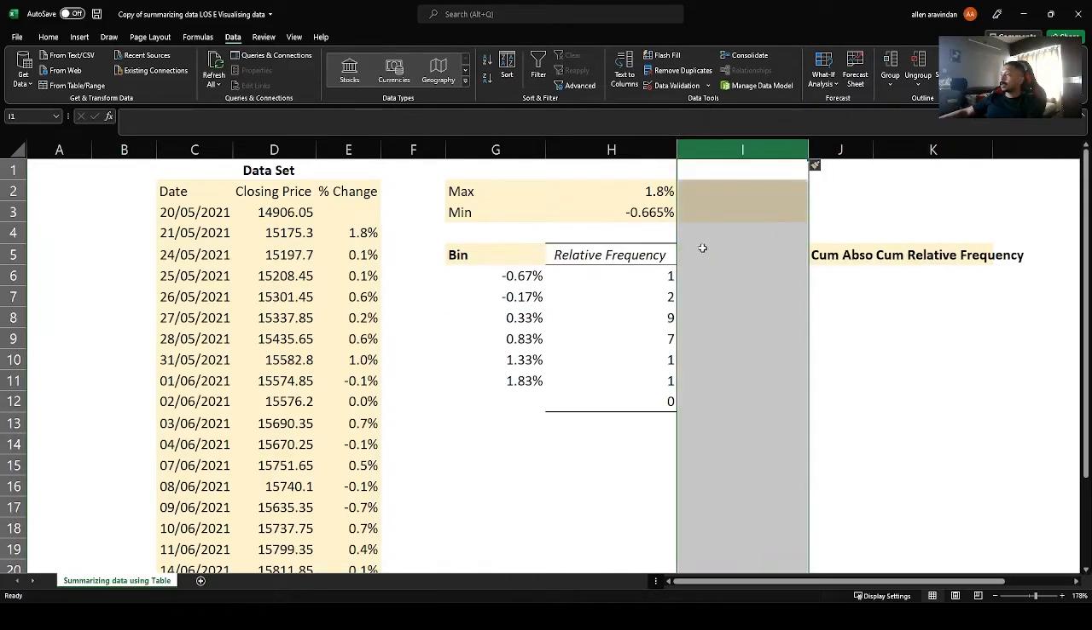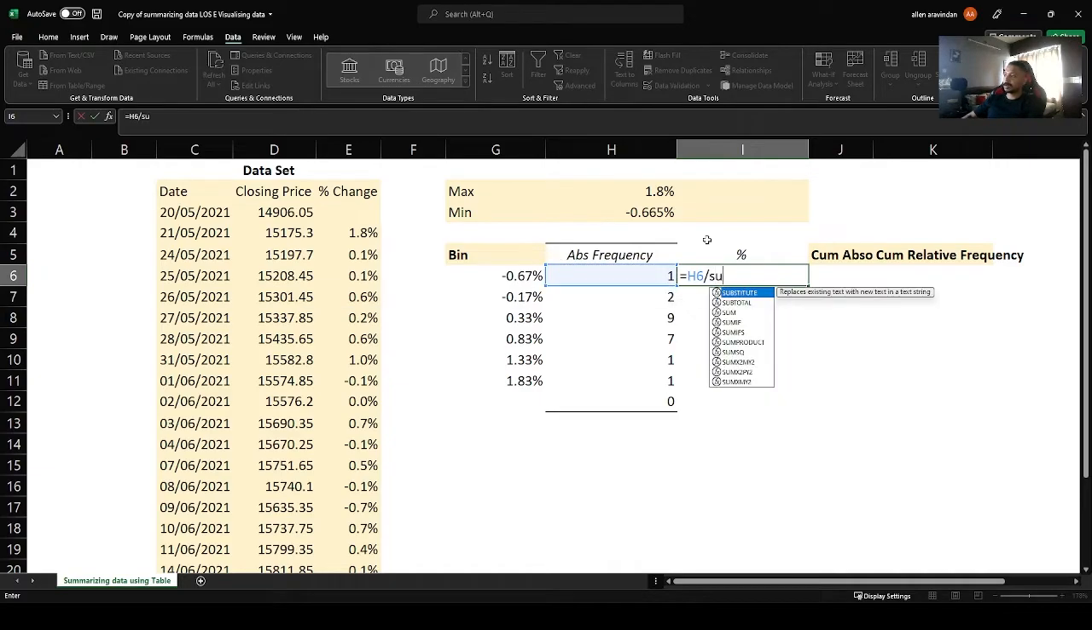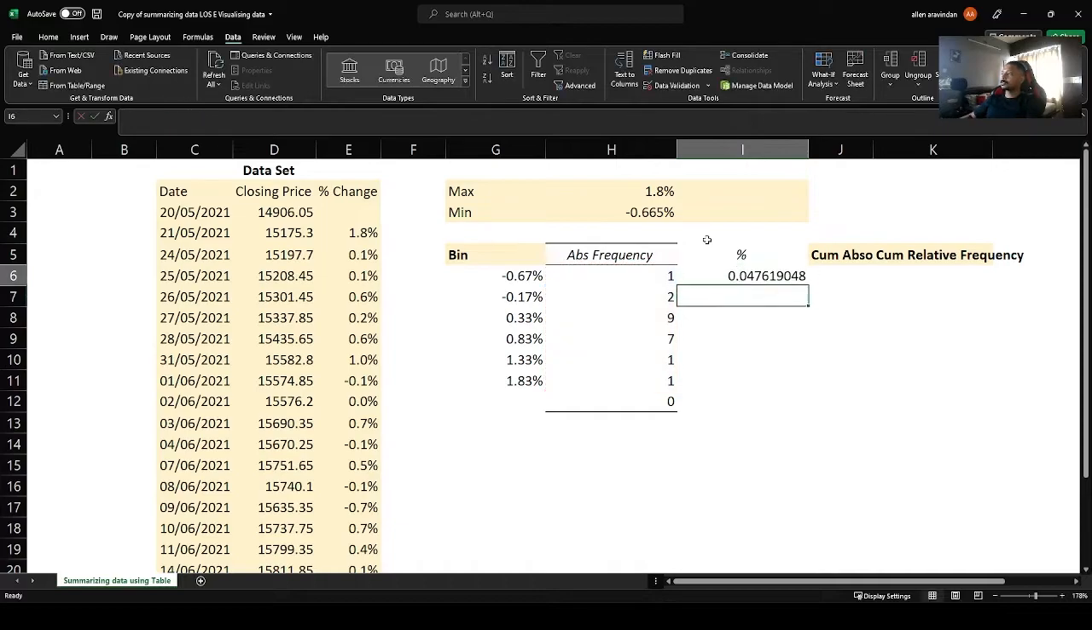Now, if you were to convert this, this is absolute frequency actually. Relative frequency is actually the percentage, right? So if you want to find out how many times this happens, you just divide this by the total number of observations, right? So it tells us, okay, 4%, right?